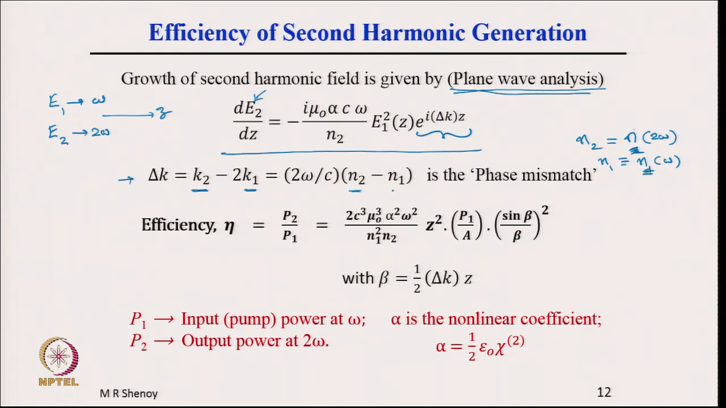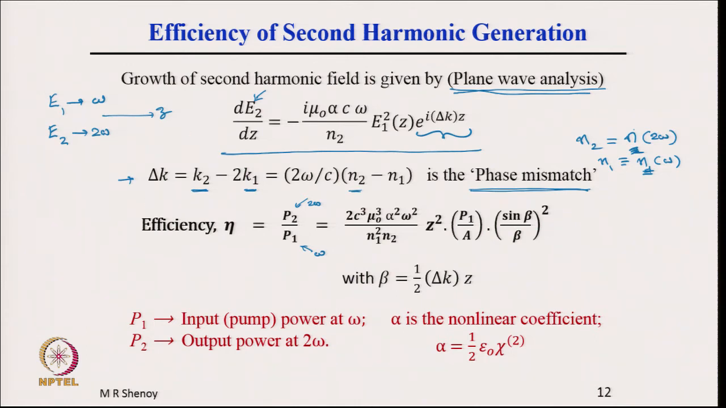given by this expression. This is called the phase mismatch. If we calculate the efficiency of second harmonic generation, P2 is the power at 2 omega, the generated power, and P1 is the power at omega, that is the pump. Therefore, the conversion efficiency eta is P2 omega by P1, the input power P1, which is given by an expression of this form.